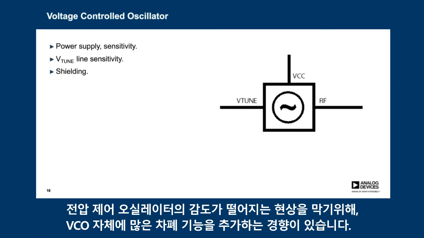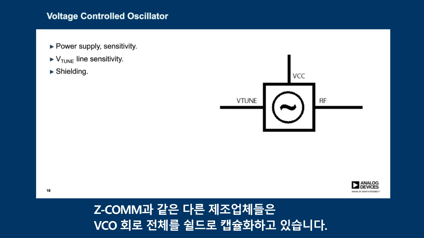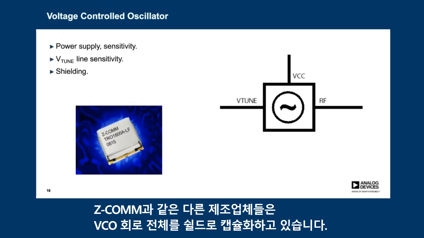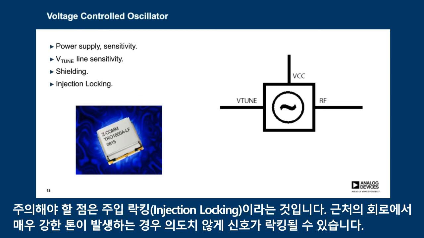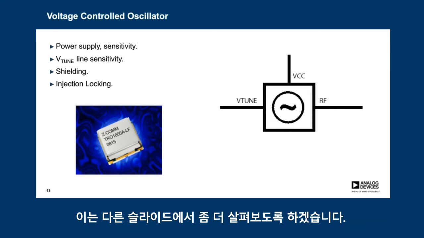For this reason, because of the sensitivity of a voltage controlled oscillator, we tend to add a lot of shielding to the VCO itself. So you can see from other manufacturers like ZCOM, they actually have a kind of encapsulated shield over the VCO circuitry. Something to be careful of is a thing called injection locking. So if we have a very strong tone coming from a nearby circuit, it can sometimes lock the signal unintentionally. We have more on that in another slide.